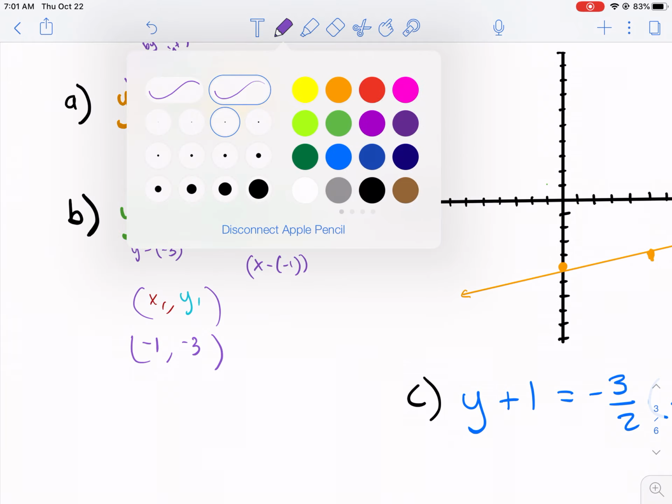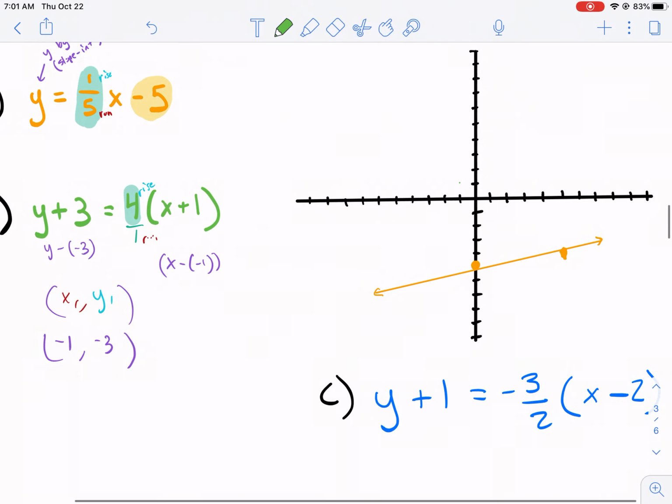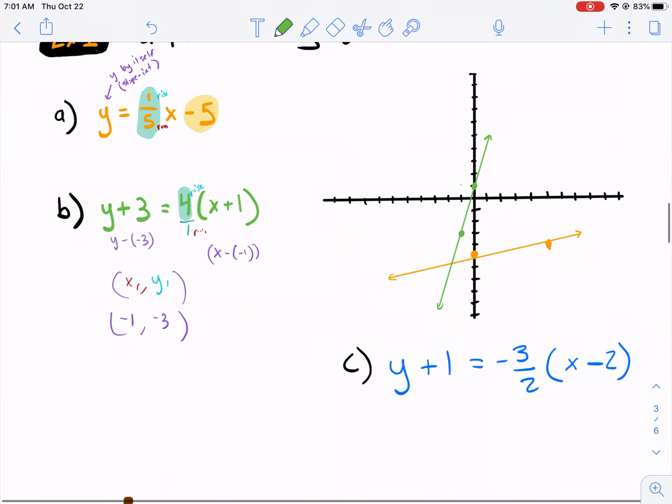Now, how do I graph the green guy? Well, I start at my given point, negative 1, negative 3. I make a dot, and now I use my slope. Up 4, 1, 2, 3, 4, and over 1. My rise and run, and there I go. Got my next graph. Okay, and this line, we need arrows on either side so we can show that it has an infinite number of solutions that make that true.